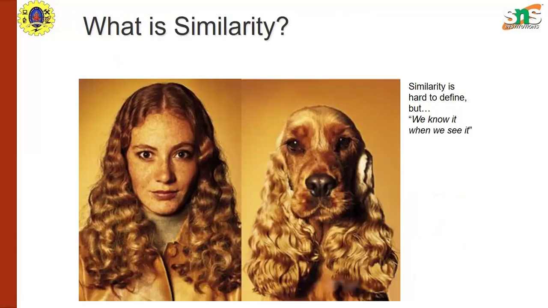We can identify the similarity with this. In this example, the similarity is very hard to define, but we know it when we see it. Both the dog and that particular girl have curly hair. Only the face structure changes, but the similarity, the hair and all, is similar, even though one is a human being and the other an animal.